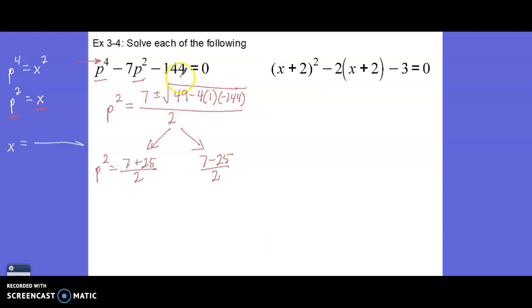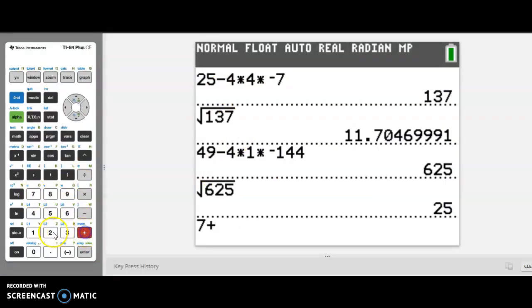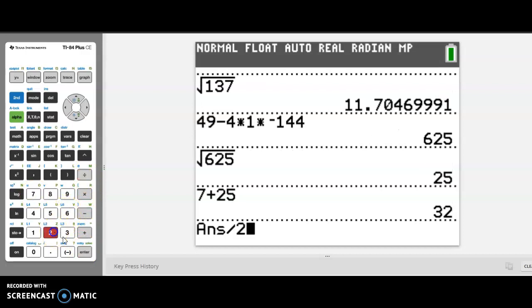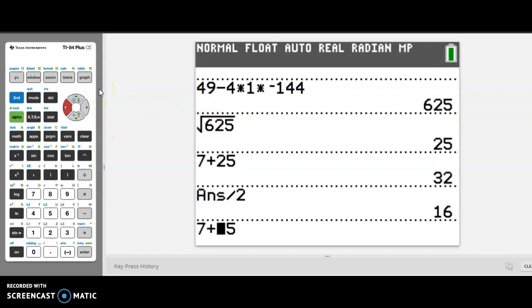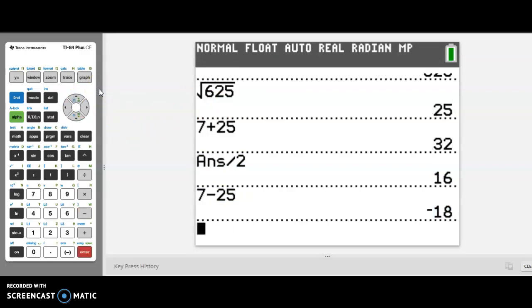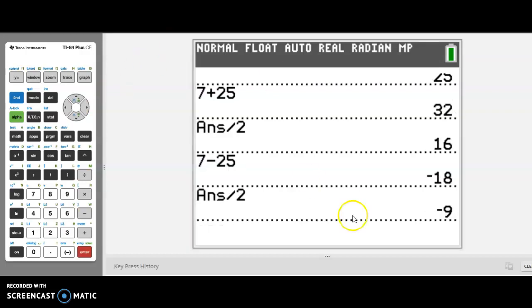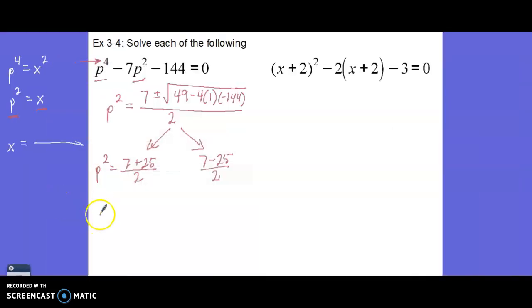So what that means is this was factorable at the beginning. So 7 plus 25, that's 32, divided by 2 would give me 16. And while I'm at it, I might as well just go up and do 7 minus 25 all over 2. It's negative 9. So p squared equals 16. And I meant to write p squared here as well. Equals negative 9. And so when we solve this, we square root both sides. And don't forget, I want two answers, plus or minus.